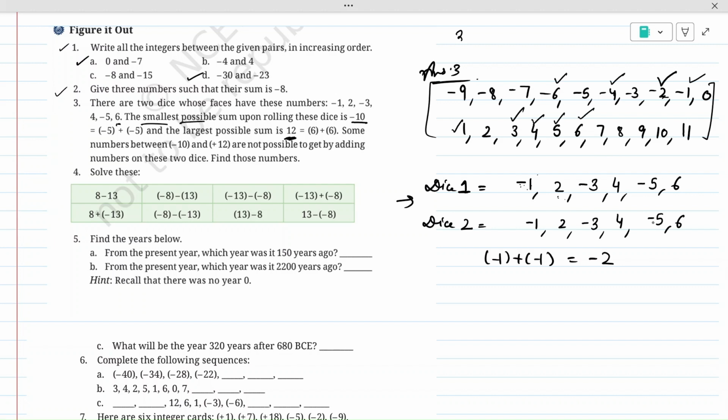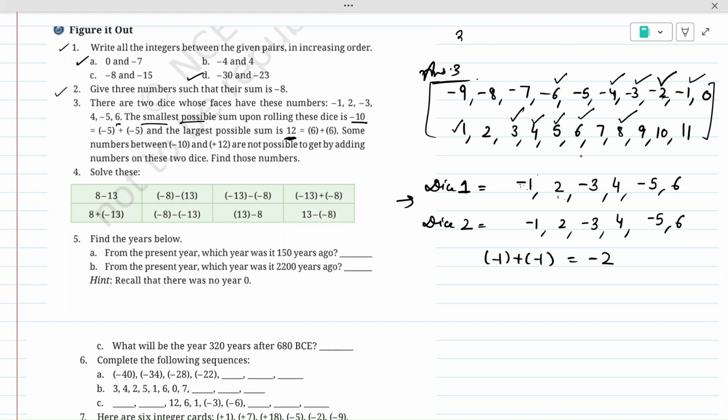2 and minus 5 will give us minus 3. 2 and 6 will give us 8. Okay, 2 is done. So kids, I hope you're understanding what we are doing. We are just picking one number and again combining it with all the numbers to see what are the possible values. So supposedly we have minus 3 on one face and on the other face we have minus 1.